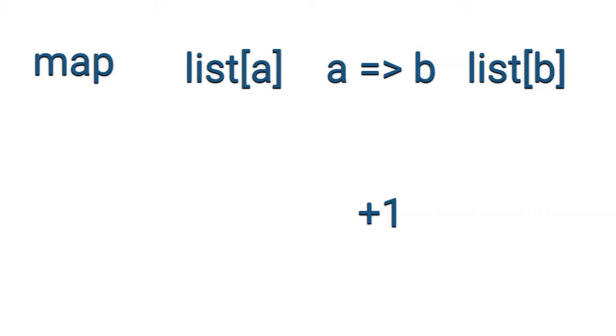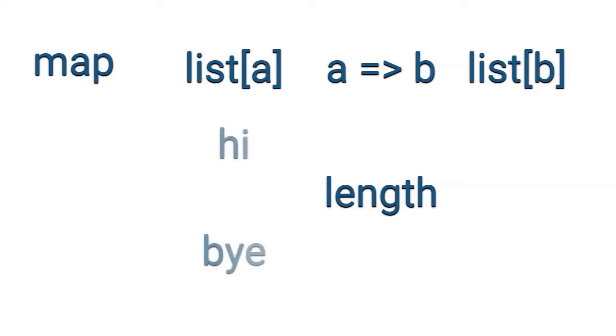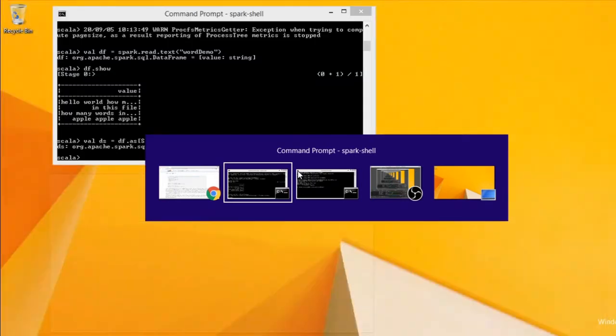So if we take the +1 example here, it will map into int, and every value here will be added with a number constant 1. And when A and B can be different is like, let's say we want to know the length of the string. So in that case, it maps a string to an integer. Let's see that in action here.